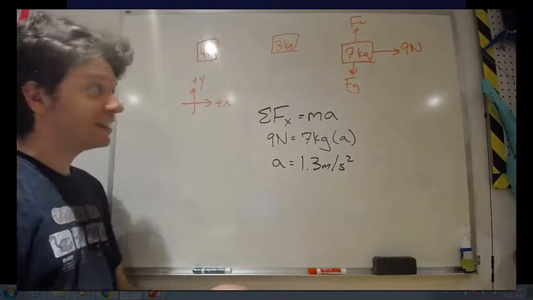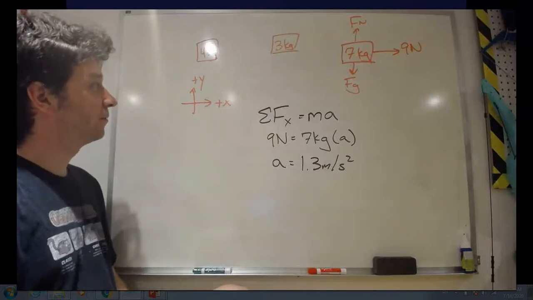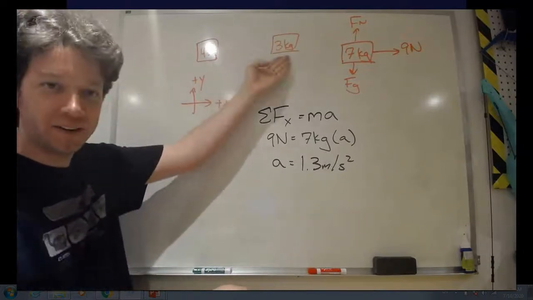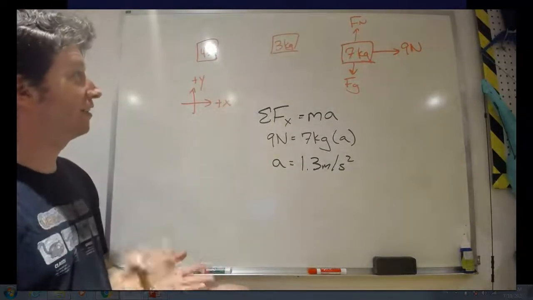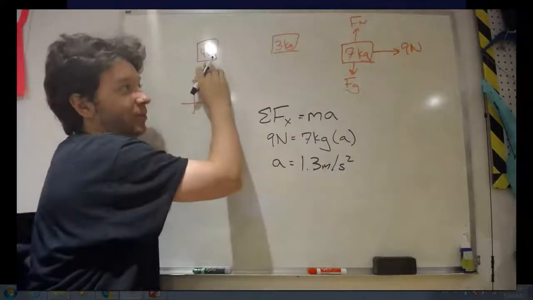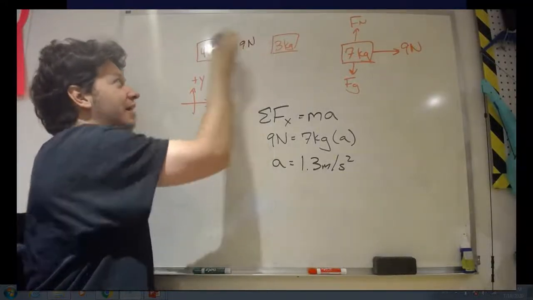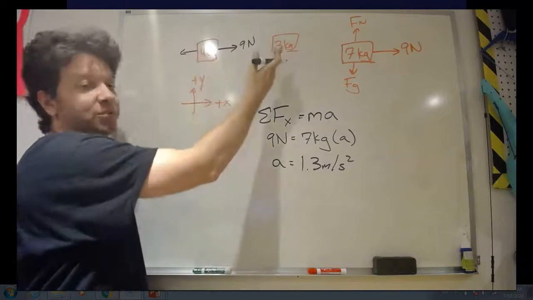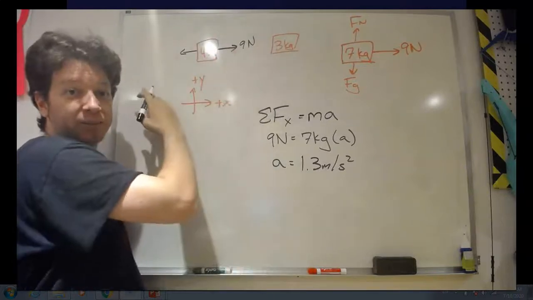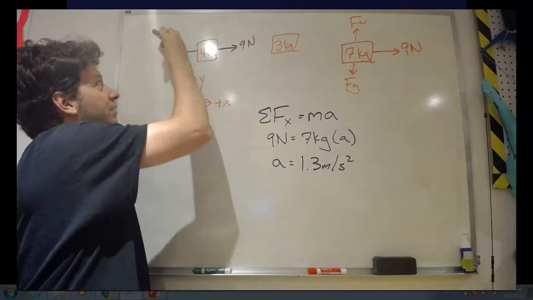Now part B says the contact force between them. Well, let's go look back at these two diagrams. What forces are acting on them? Now in the 4 kilogram block, you actually have that applied force of 9 newtons. And then of course you have a force of the small one pushing back on the big one. So let's call that our contact force.